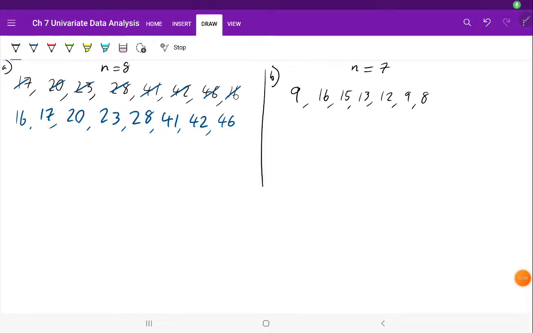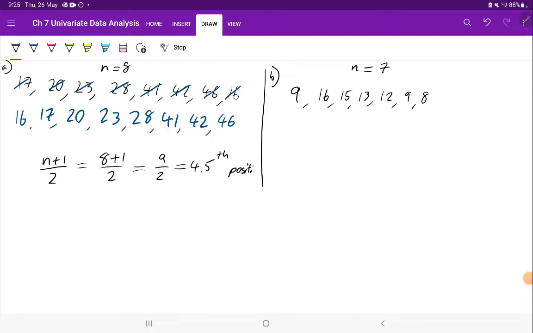Well, the rule says that the number will live in the n plus 1 over 2 position. So let's work out what n plus 1 over 2 is. So n is 8, so it's 8 plus 1 over 2. And in this case, it's 9 over 2, which is 4.5. So it's in the 4.5th position, which, if you have a look at it, 1, 2, 3, 4 and a half, 5, 6, 7, 8, that's right in the middle. And in fact, it's right in the middle between two numbers, 23 and 28.